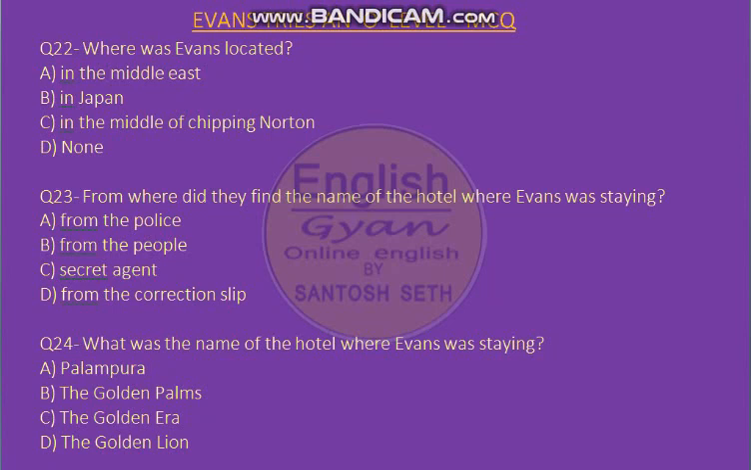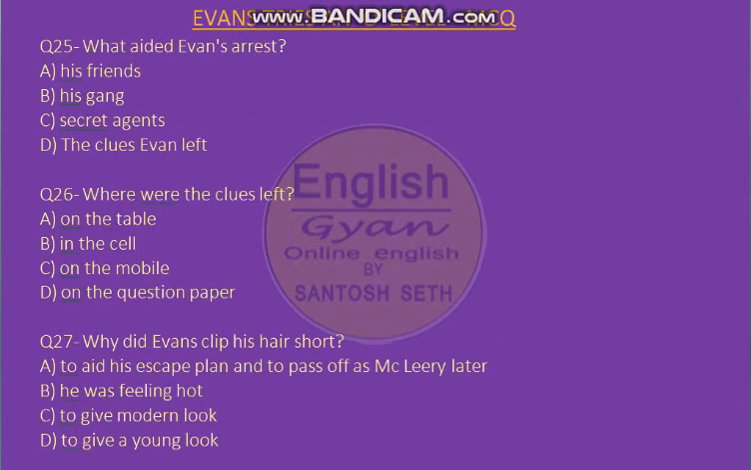A. Palampura. B. The Golden Palms. C. The Golden Era. D. The Golden Lion. Question number 25. What aided Evans' arrest? A. His friends, B. his gang, C. secret agents, D. the clues Evans left.